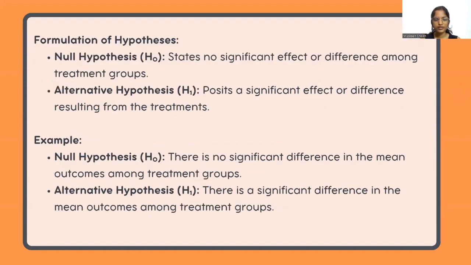Formulation of hypothesis. Null hypothesis states no significant effect or difference among treatment groups. Alternative hypothesis posits a significant effect or difference resulting from the treatments. For example, in the null hypothesis, there is no significant difference in the mean outcomes among treatment groups. Meanwhile, in the alternative hypothesis, there is a significant difference in the mean outcomes among the treatment groups.